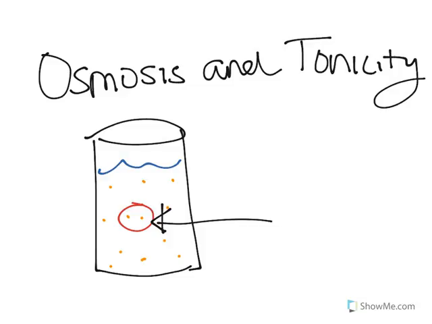So this is a cell in a salt solution. As you can see, my little orangey yellow dots are representing a solute, which could be any salt you can think of. And again, it's pretty much the same salt concentration inside and outside of the cell. So we're going to have water trying to move out of the cell through these aquaporins and back in through these aquaporins. Because it's the same salt concentration, this is going to occur at the same rate. This is called an isotonic solution.